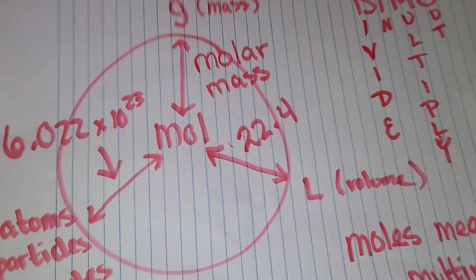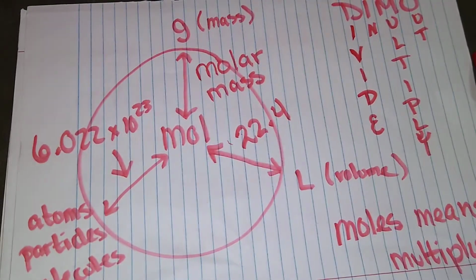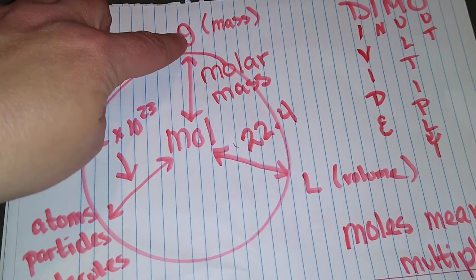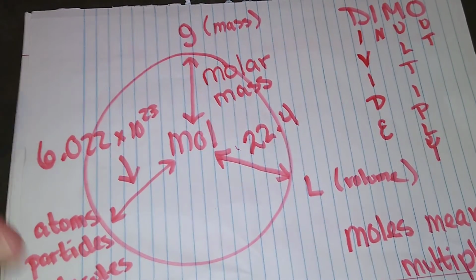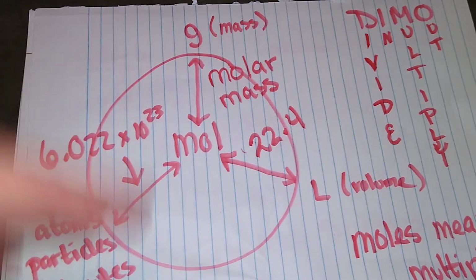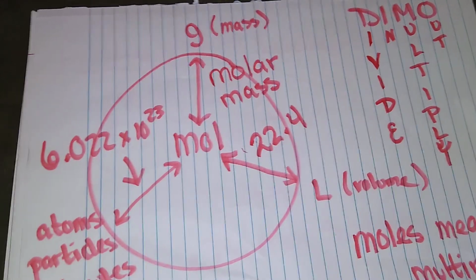Again, remember, here's your circle. If you start in the middle, you multiply. If you start on the outside, you divide. So when you're given moles in the problem, then you need to multiply. If you're not, then you divide.